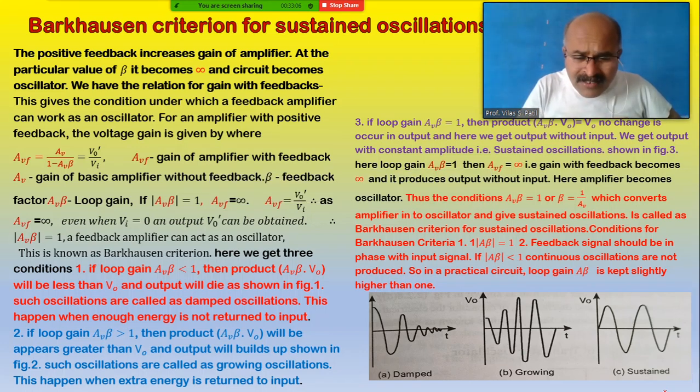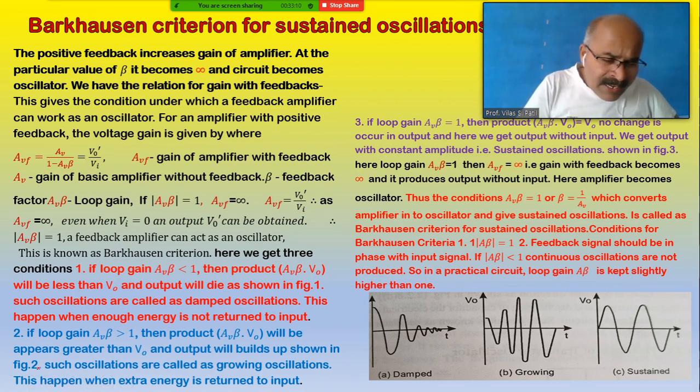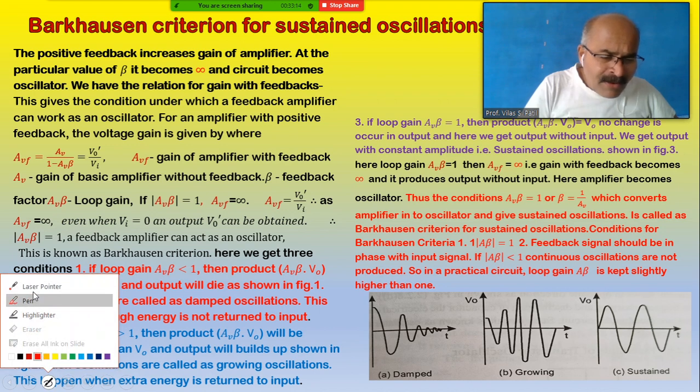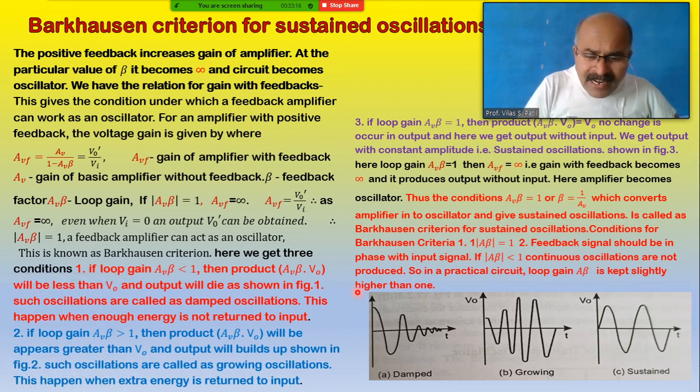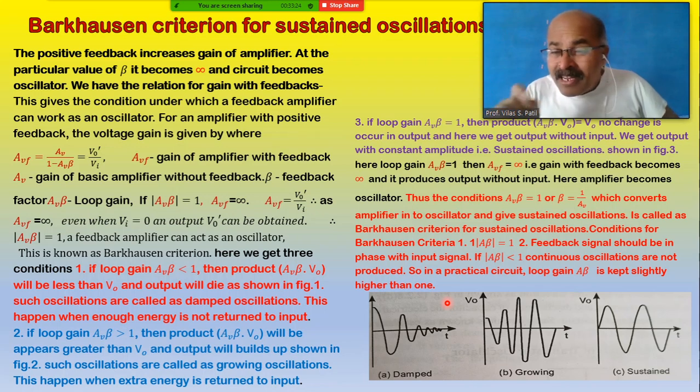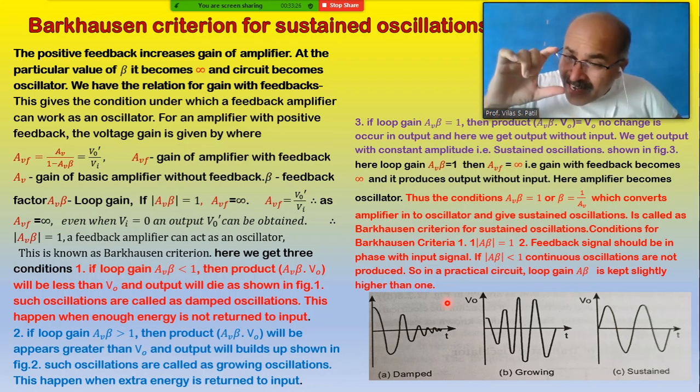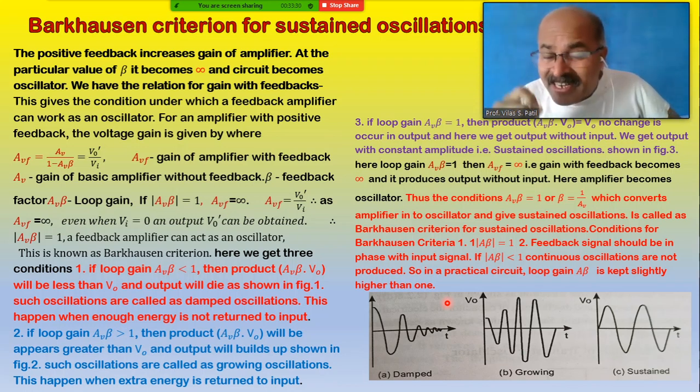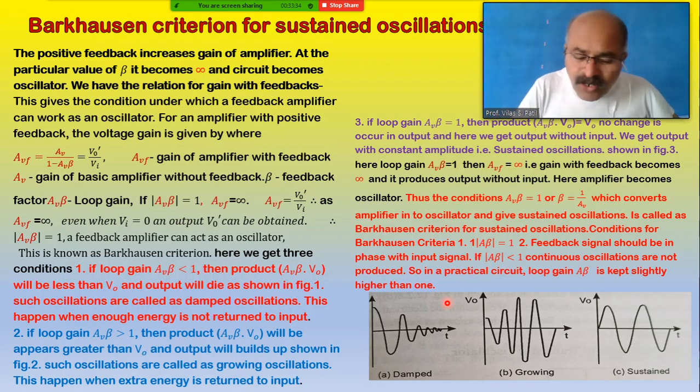In the last diagram on the slide, I take the help of the indicator, the laser pointer, and this wave will be known as a damped wave, where the amplitude decreases with respect to time. In each oscillation, the amplitude across the tank circuit, or the oscillatory circuit, or the frequency determining circuit, is going to decrease with respect to time.